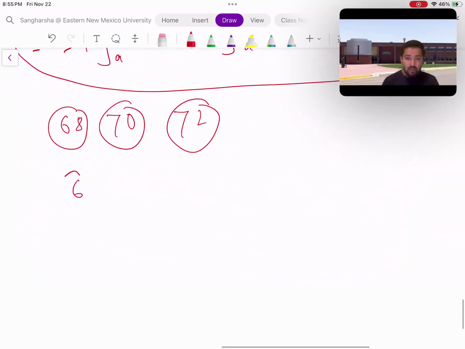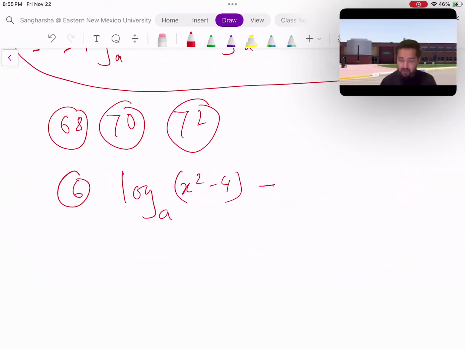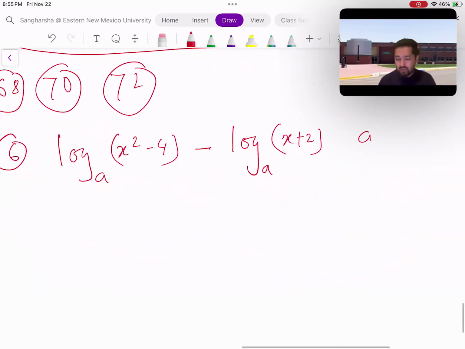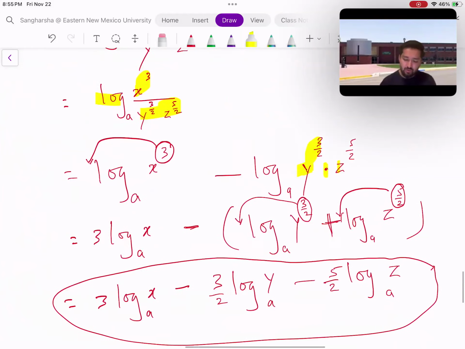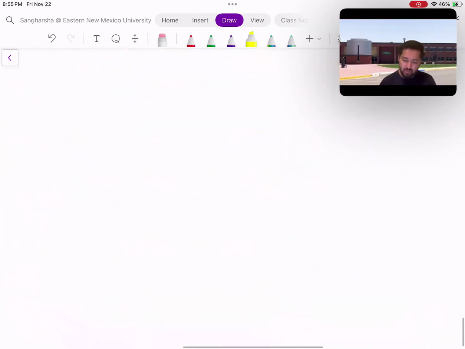So 68. We have log of x squared minus 4 to a base a minus log of x plus 2 to a base a. It does tell us what a is. a has to be greater than 0, a not equal to 1. And we don't really need to worry about this one. Now we have two log expressions. So this is the one log expression and this is the next log expression, and we have to rewrite, which is just the reverse of these examples, the one that we just did.